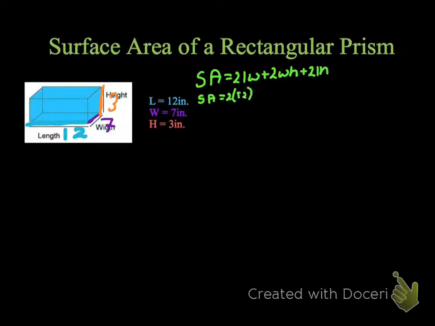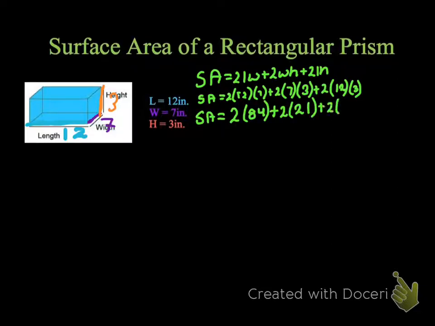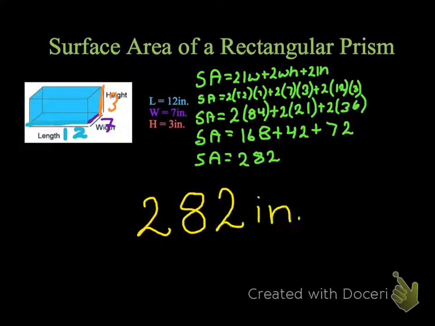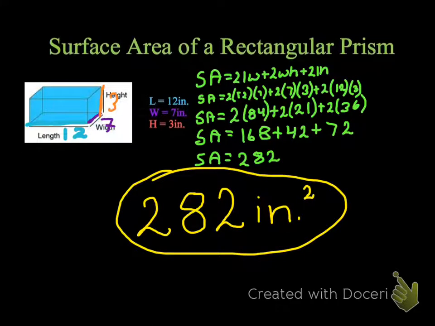We get 2 times 12 times 7 plus 2 times 7 times 3 plus 2 times 12 times 3. Let's simplify. 2 times 84 plus 2 times 21 plus 2 times 36. 168 plus 42 plus 72. Our final answer is 282 inches squared.